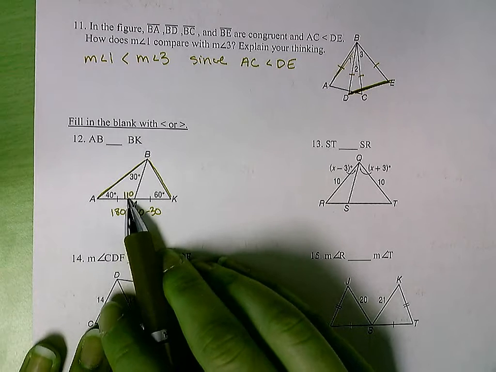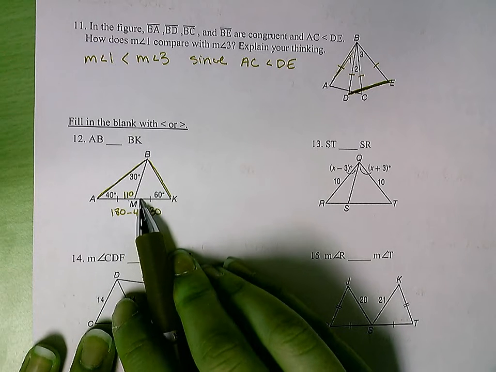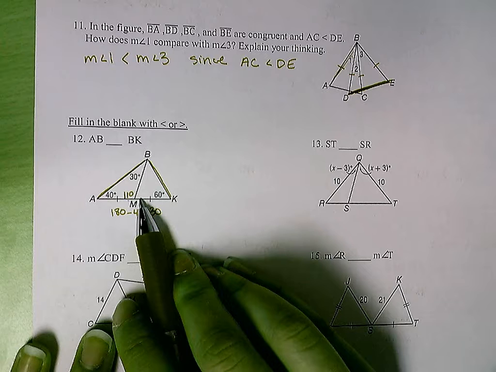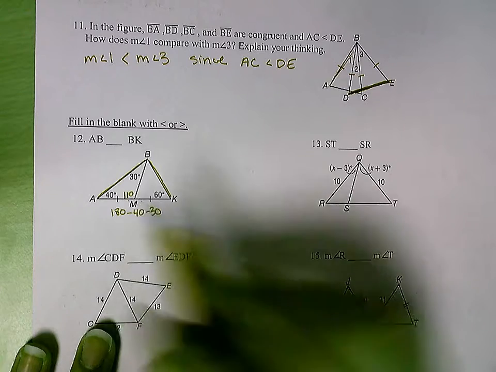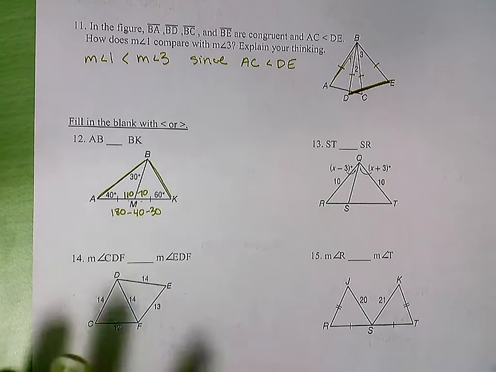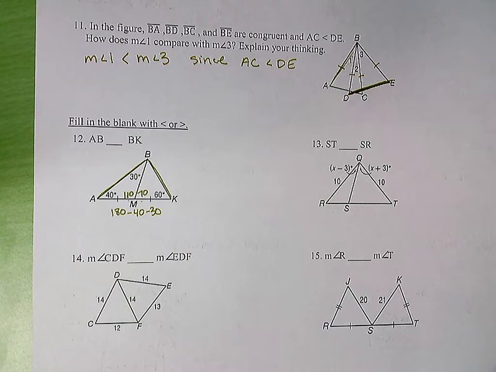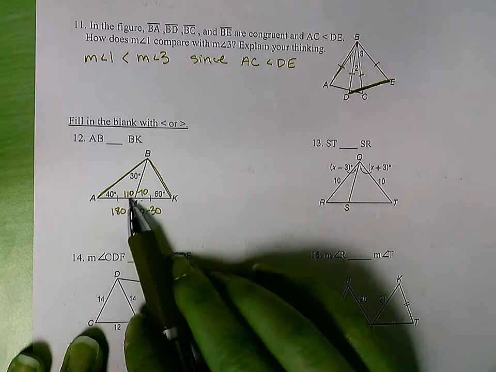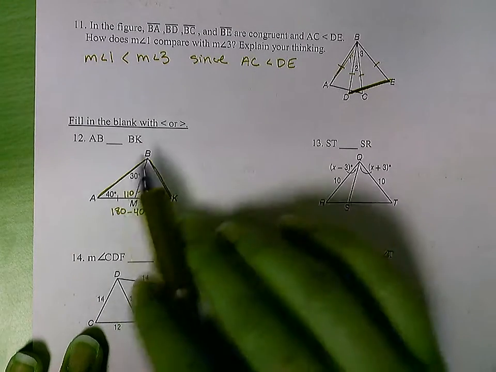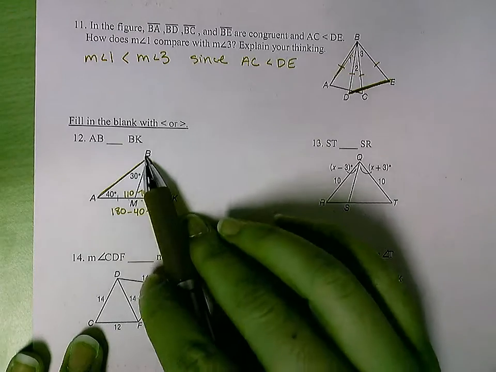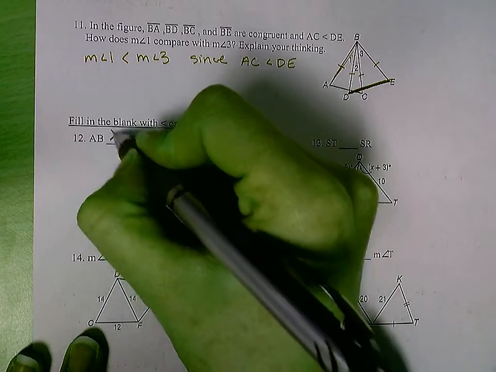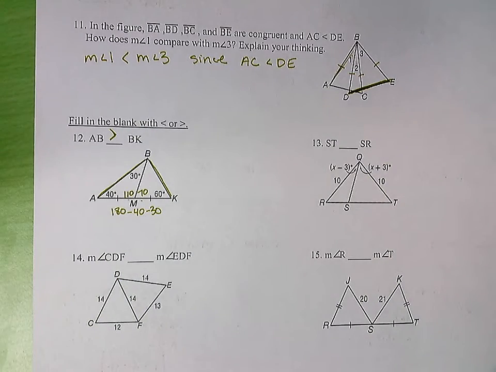Now, if this angle is 110, what does this angle have to be? What's the angle measure itself? 70. Okay, those two angles make a straight line. Straight line is 180 degrees. Now I can compare my two sides. Since this angle right here is a greater angle, that means the side opposite has to be the greater side. So AB has to be greater than BK.